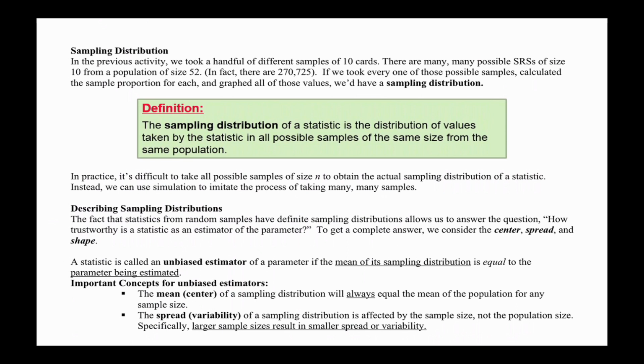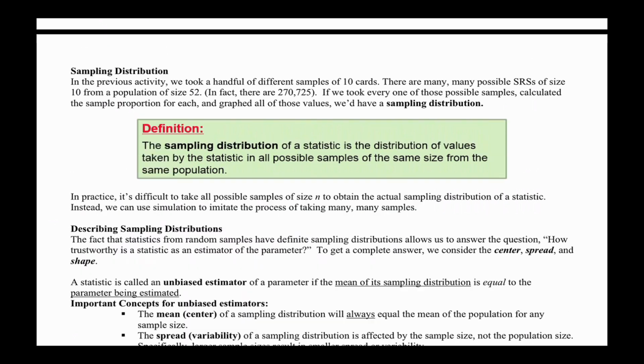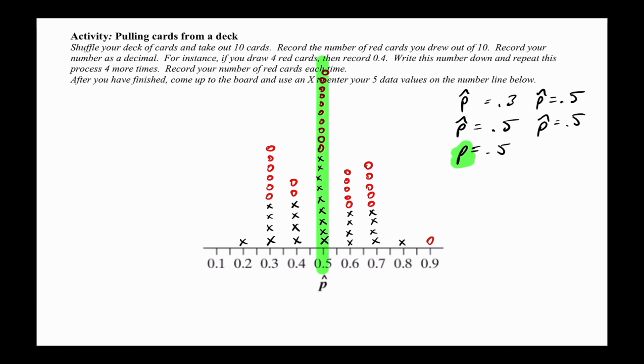That's taking account the color and what the card is, right? So I could do it 270,725 times. I could do exactly what you just did four times, and I could get different combinations. I'm talking about color and actual card. If we took every one of those possible samples, calculated the sample proportion for each, and graphed all those values, we'd have a sampling distribution. That's kind of what we started here. I didn't do it 270,000 times. I did it 60. But essentially, that's what you'd be doing.